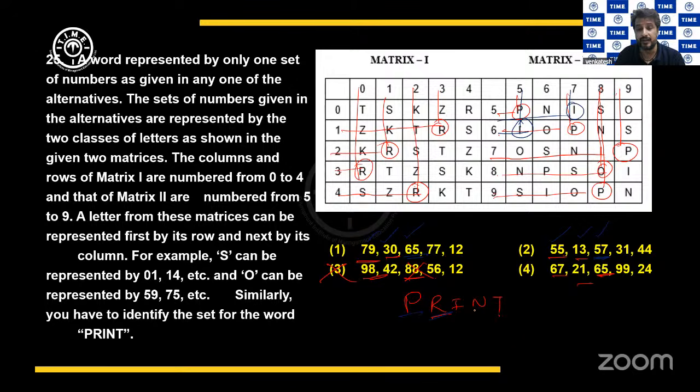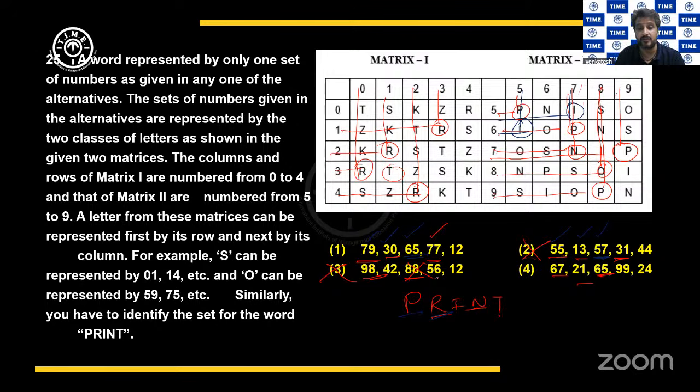Next, the fourth letter N. N is 77, correct? 77 is N. It is valid. Now, 31. That is O? No, it is T. So the second option is ruled out.